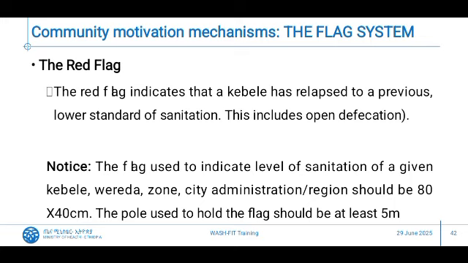Community motivation mechanisms, the flag system. The red flag indicates that a Kabale has relapsed to a previous lower standard of sanitation. This includes open defecation. The flag used to indicate the level of sanitation of a given Kabale, Woreda, zone, city administration, or region should be 80 by 40 centimeters. The pole used to hold the flag should be at least 5 meters.